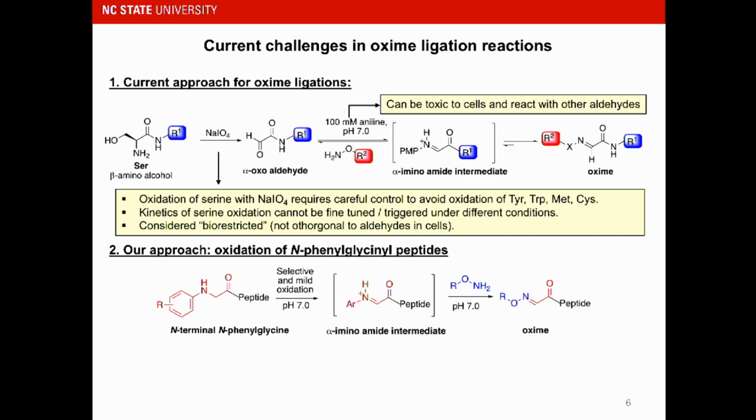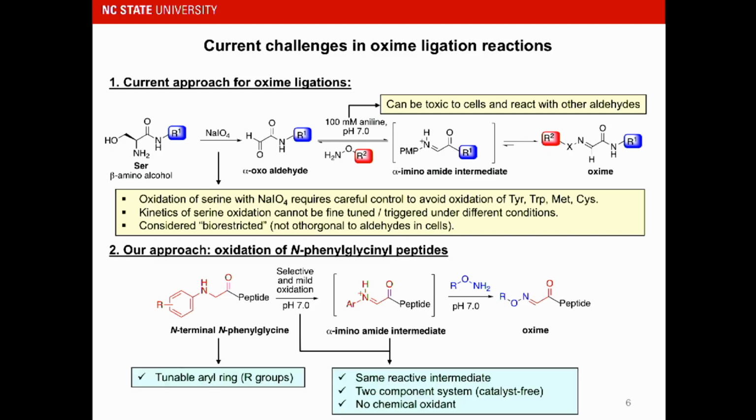So our approach has been to try to access the same critical alpha amino amide intermediate that we know is really important to do this reaction at neutral pH, but to get there in a different way. What we've been thinking about is starting from an N-terminal anaeryl peptide and seeing if we can site-selectively oxidize this under mild conditions to the same alpha amino amide intermediate that Phil Dawson is getting when he's treating his alpha oxoaldehyde with aniline catalyst, and then you can perform that oxime ligation under neutral conditions.